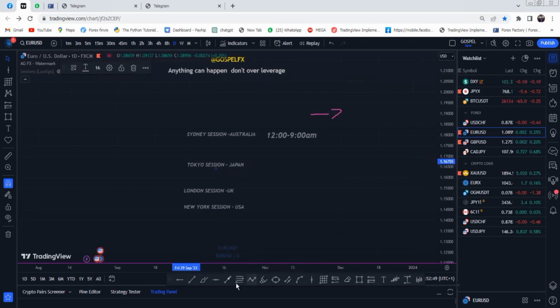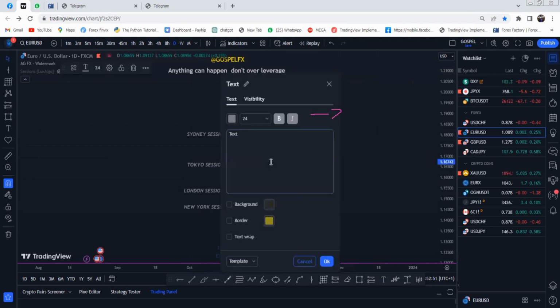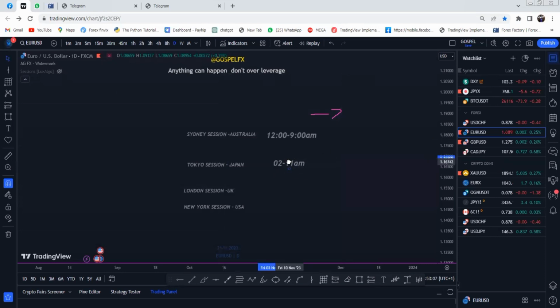Now, the Tokyo session opens at 2 a.m. That's 2 hours away from 12. So it opens at 2 a.m. and it goes right down to 11 a.m. That's for the Tokyo session. Now, the London session opens at 9 a.m.